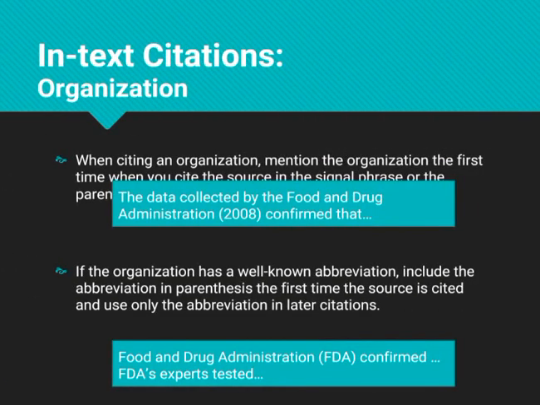In in-text citations, when we quote the name of an organization, when citing an organization, mention the organization the first time you cite the source in the single phrase or the parentheses. The data collected from the Food and Drug Administration in 2008 confirmed that. If the organization has a well-known abbreviation, include the abbreviation in parentheses the first time the source is cited and use only the abbreviation in second or later citations. Food and Drug Administration, whose abbreviation is FDA, confirmed; FDA's experts tested this, and these are the conclusions that they have drawn from this research.